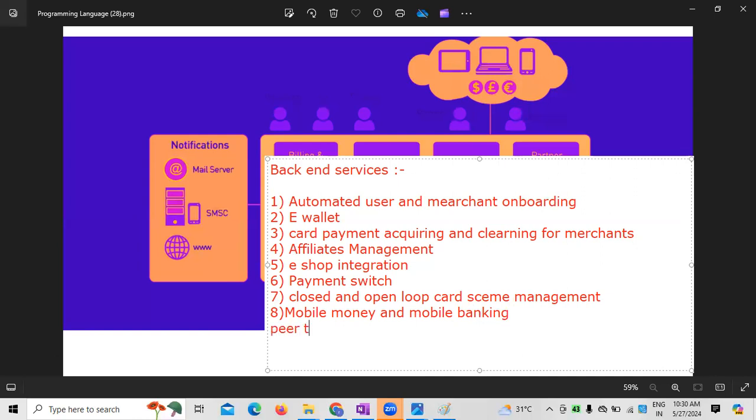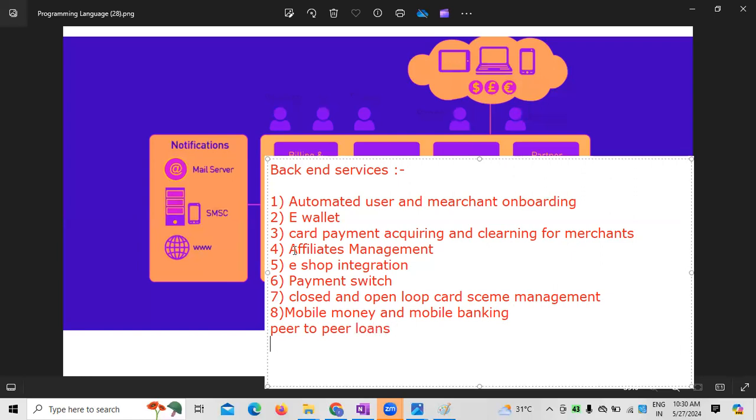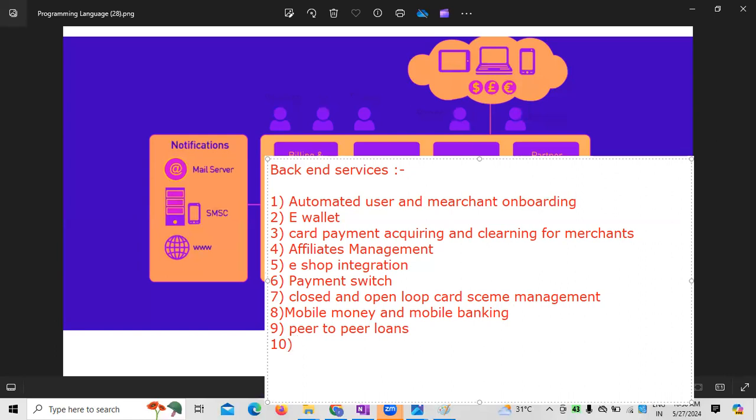At the same time, one more element to be focused on is peer-to-peer loans, whatever you're going to develop. Last but not least, when it comes to the services in the context of the backend, one of the important ones is remittances. So remittances is also one of the key and important elements we need to focus on.